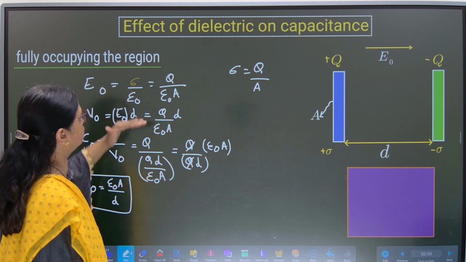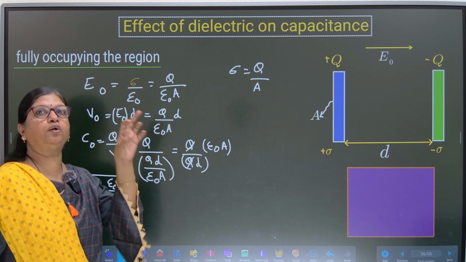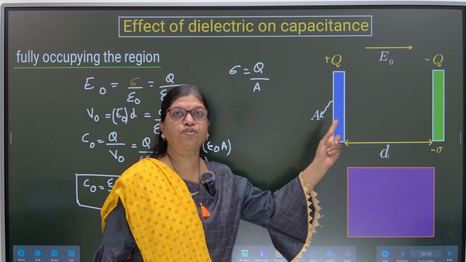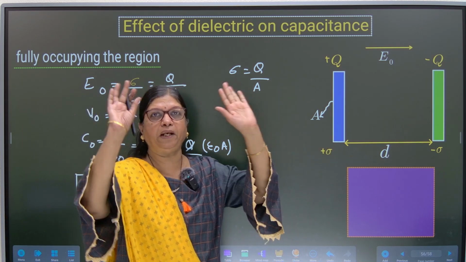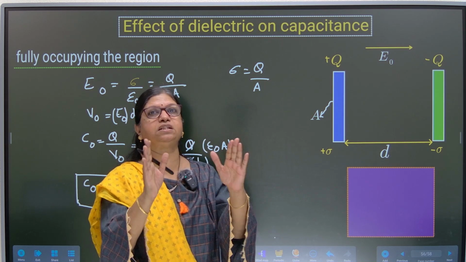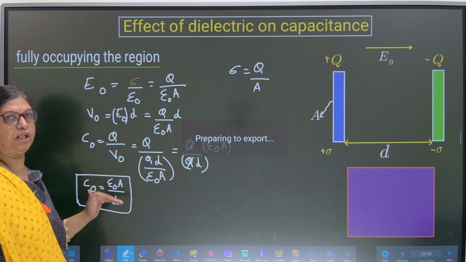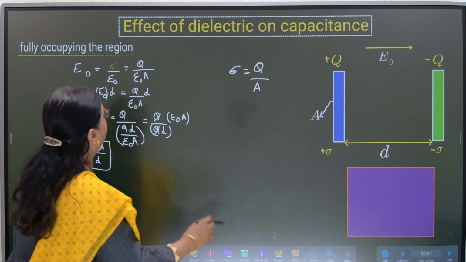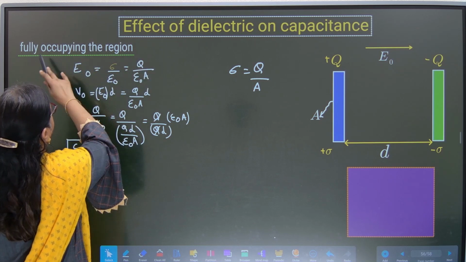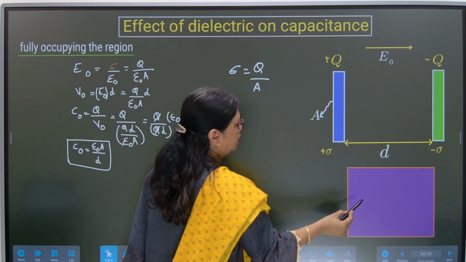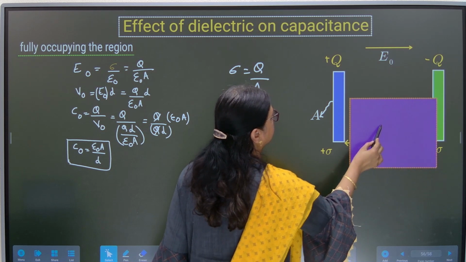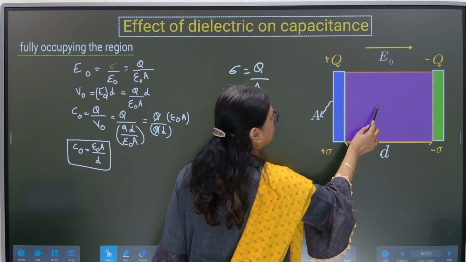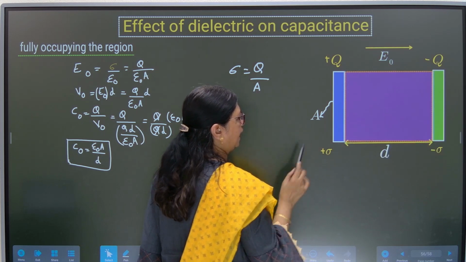This is just a revision and remembrance part, to follow the same steps whether we put a dielectric or a conductor in between the plates. Just to refresh these steps, step 1, step 2 and step 3, I have written them down. Now, as the heading says, dielectric fully occupying the region. So now let me place a dielectric fully occupying the region between the plates.